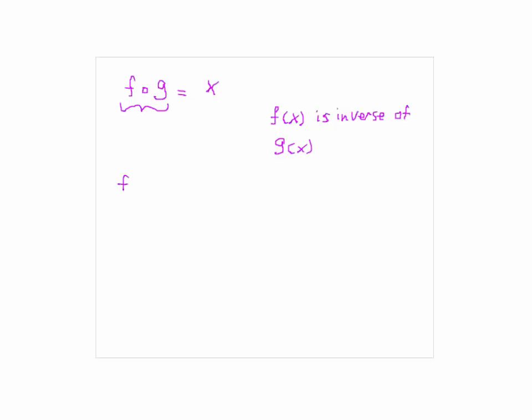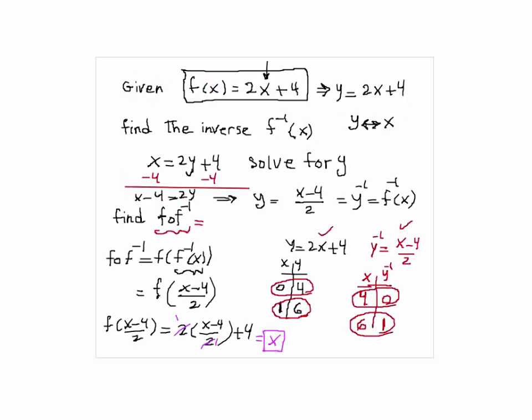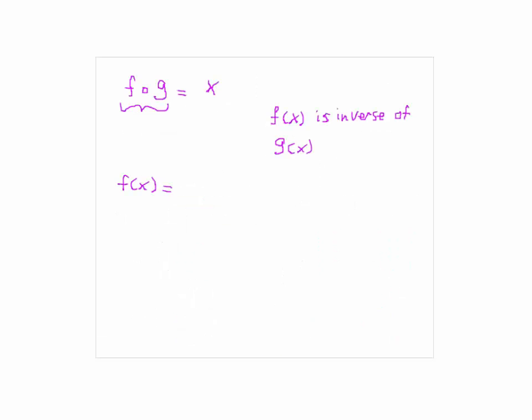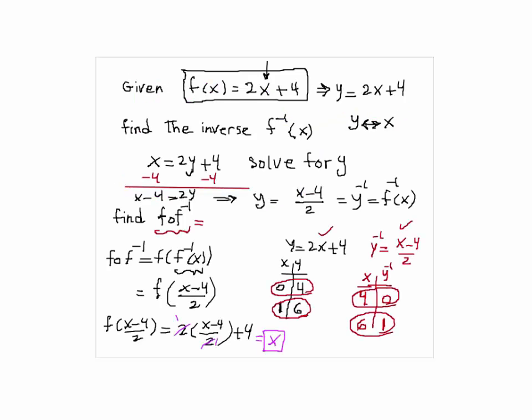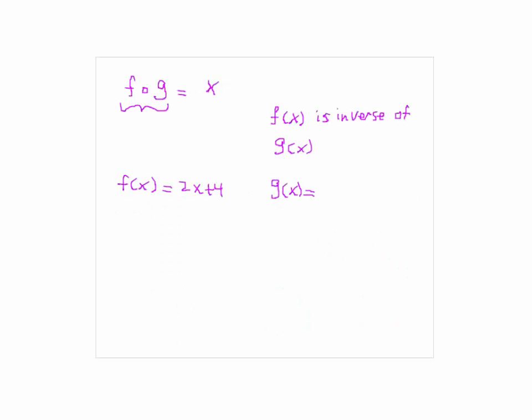So here we just had two functions already. We said f of x, in this case, is equal to 2x plus 4, and we have another function, we call it its inverse. Well, let's call it g of x, which we already figured here is x minus 4 over 2. Now these two functions are inverses of each other because we just figured f of g of x equal to x.